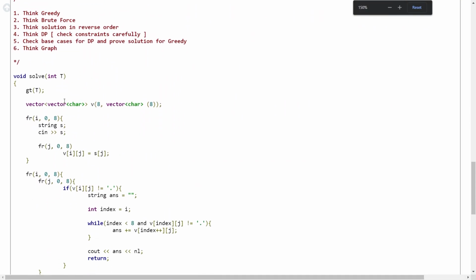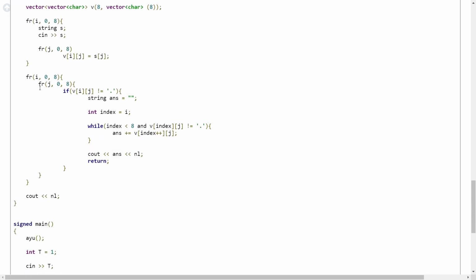So basically, I created a two-dimensional vector of size 8 cross 8 and I'm taking input in the vector. Now I'm just traversing through the vector. As soon as I encounter the state where v of i j is not equal to a dot, that means there is some character. I initialize my answer with an empty string and I initialize my index with i. While index is less than 8 and the character at index comma j is not equal to a dot, at that moment I add that character to my answer. At the same time I'm incrementing the value of index. Since I want to increment the index after adding the character, I'm using post increment.